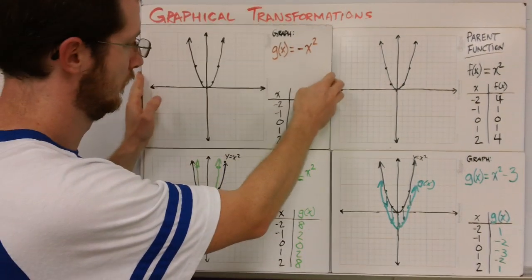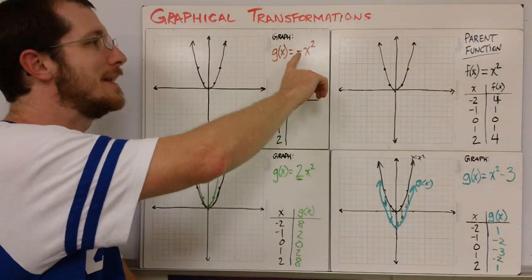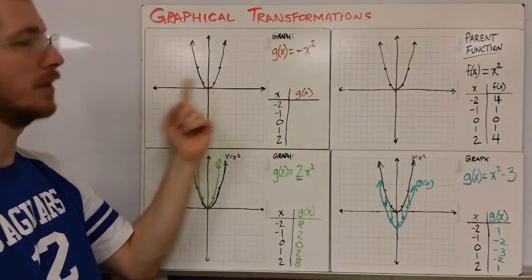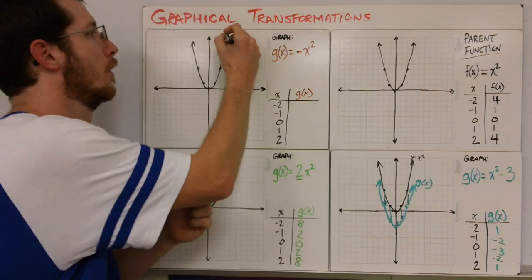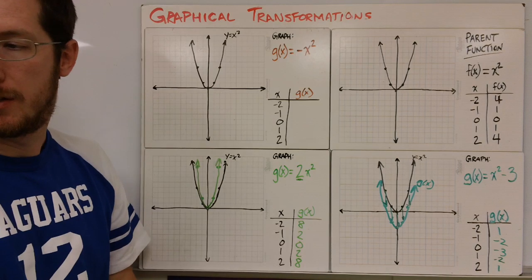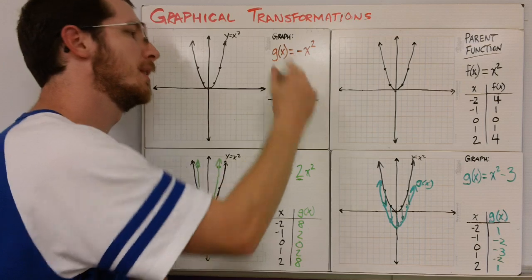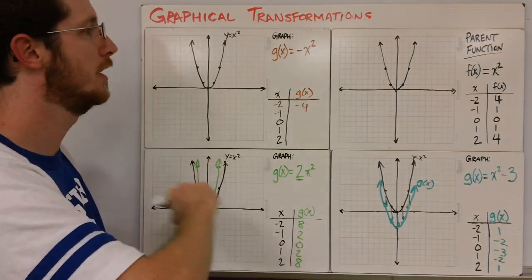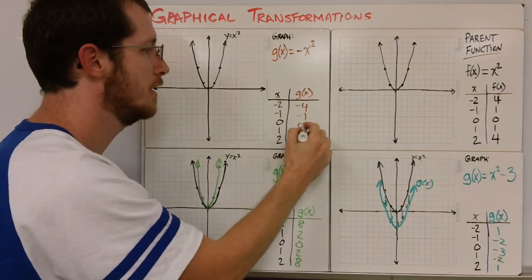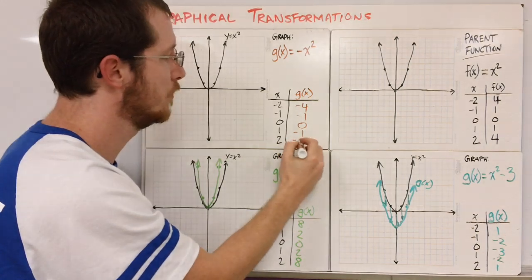Another example. g of x equals negative x squared. Again, we've got a quadratic, that's our parent function. We graph it. And let's fill in our table. Negative 2 squared is 4, but then we put that negative in front. Negative 1 squared is 1 with a negative. 0 squared is 0. Who cares about a negative? 1 squared is 1 with a negative, and we see the pattern.